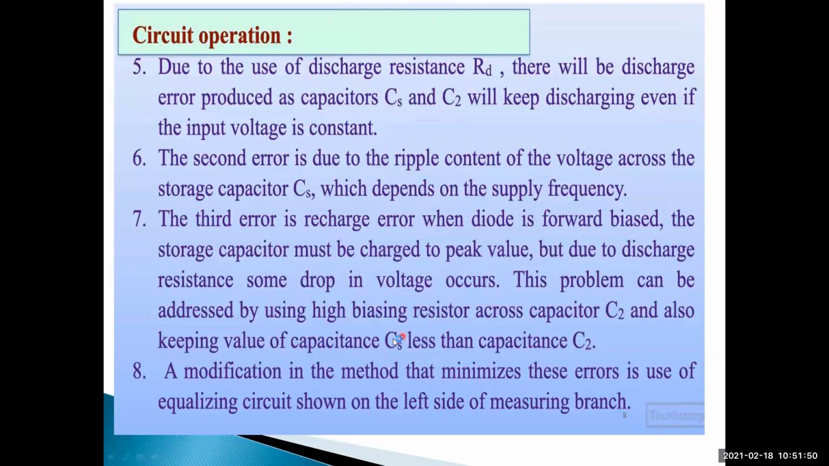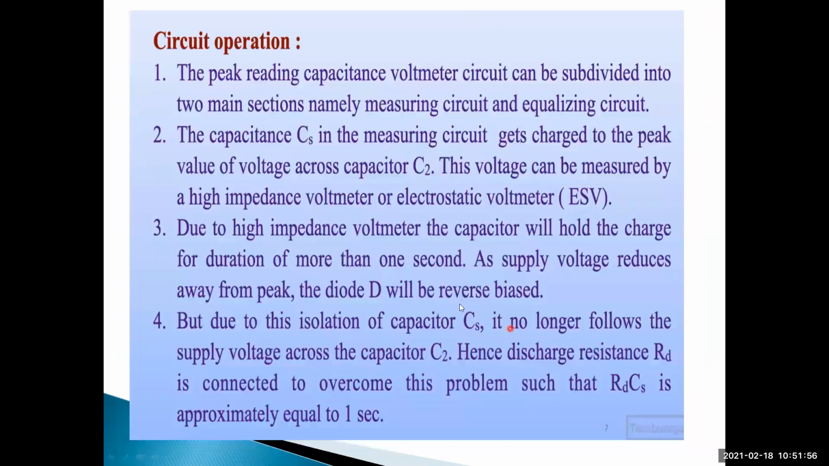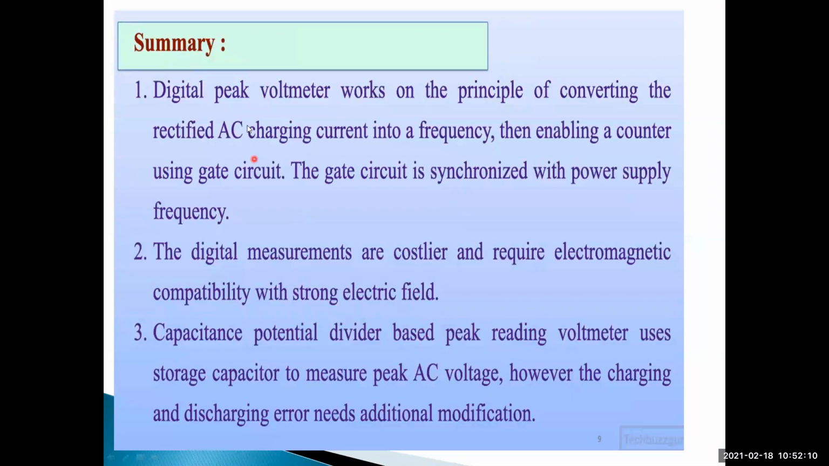By using a high biasing resistance and also equalizing circuits, it can be avoided. A modification in the method that minimizes the error is to use the equalizing circuit shown on the left side of the measuring branch. Okay. Summary.